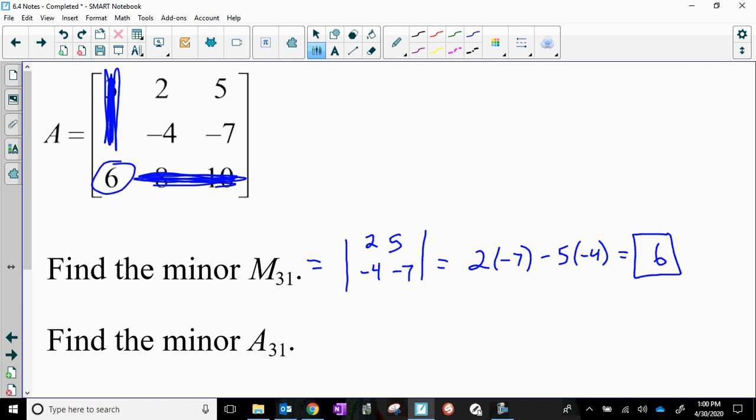So now we're going to go find the cofactor for this. Well, we go to our checkerboard of signs. We're looking for this spot right here. It goes plus, minus, plus. Well, that plus means keep the sign, so it's going to be equal to just the minor. So it's just 6.